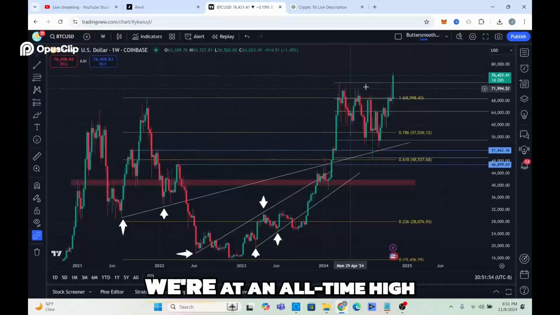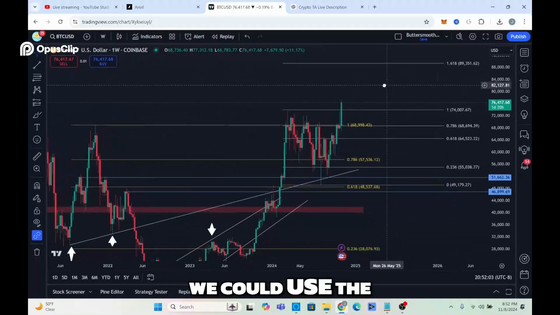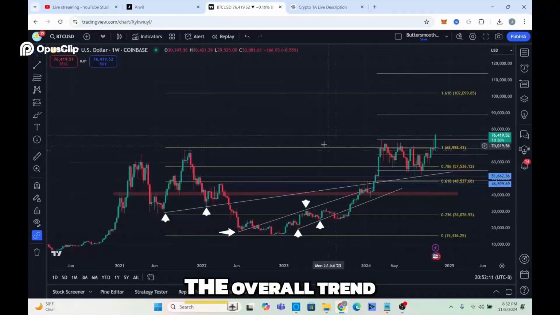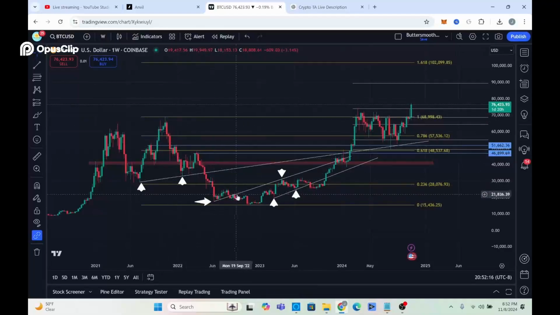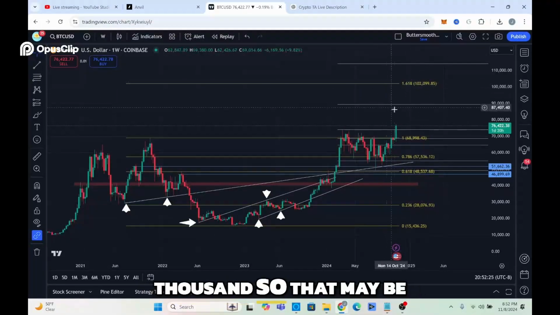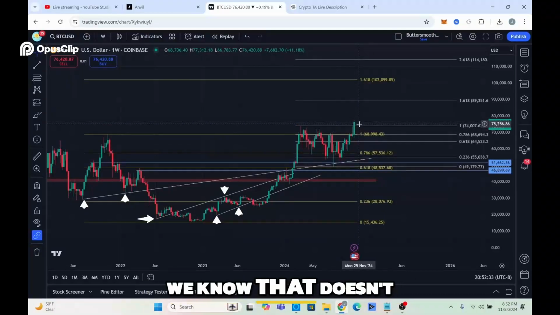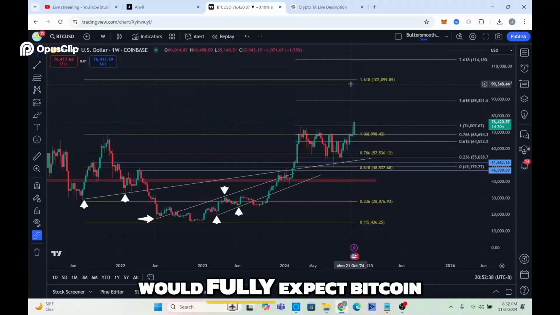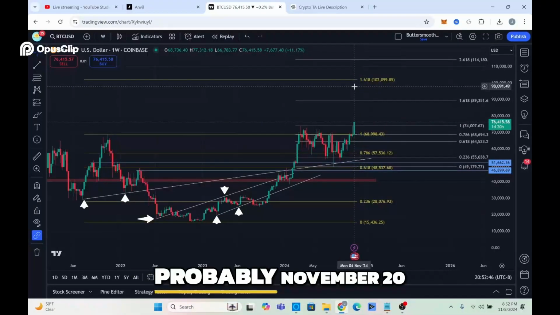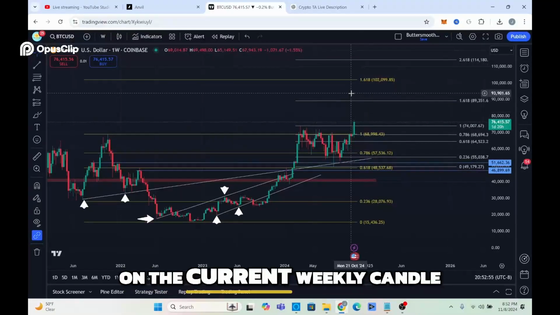Gotcha. So with Bitcoin currently, we're at an all-time high. So from here, I would expect us to go into price discovery mode. But again, we could use the Fibonacci extension we have drawn to see potential landing zones. Then the Fibonacci, our yellow one from the overall trend, the major one. Yep, that's been in play for many, many years now. You can see the 1.618 is at 102,000. So that may be where Bitcoin's going next, because we're in between Fibonaccis right now, and we know that does not last very long. So I would fully expect Bitcoin to be at the lowest 90,000, at the highest 102,000, probably November 20. No, we have 1 day and 20 hours left on the current weekly candle.